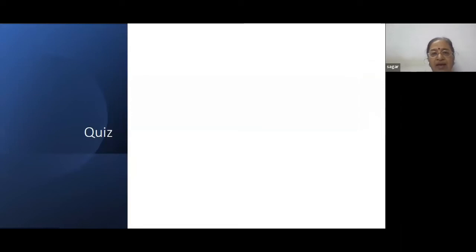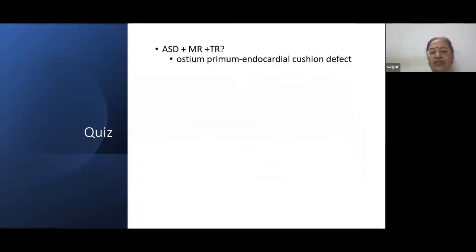Now, again, as I ask these questions, please keep answering. What is this? ASD with MR and TR. When you see an ASD with an MR and TR, what do you think of? That's an ostium primum, because ostium primum presents with endocardial cushion defect, which corresponds to MR and TR and an ASD. So an ASD with an MR and TR is an ostium primum.